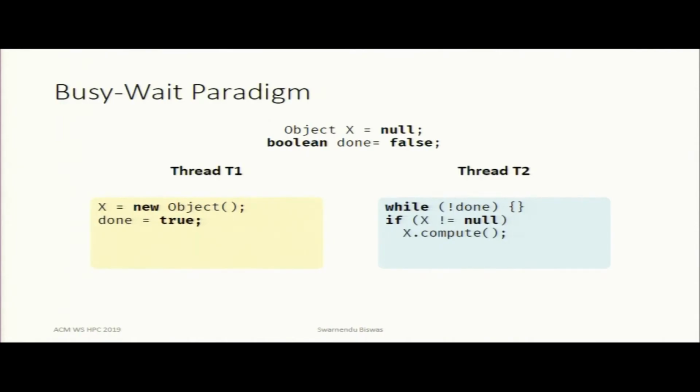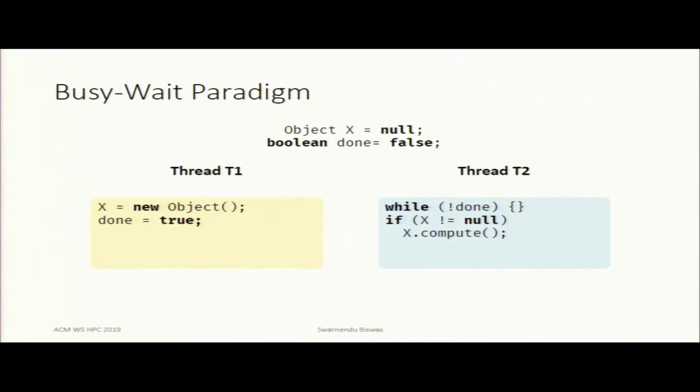Here is a simple Java style program. It's a shared memory program. So I have an object X, I have a boolean done set to false, and then I have two threads, thread T1 and thread T2. Thread T1 is initializing an object and then setting a flag to true. It's like the producer thread, right?